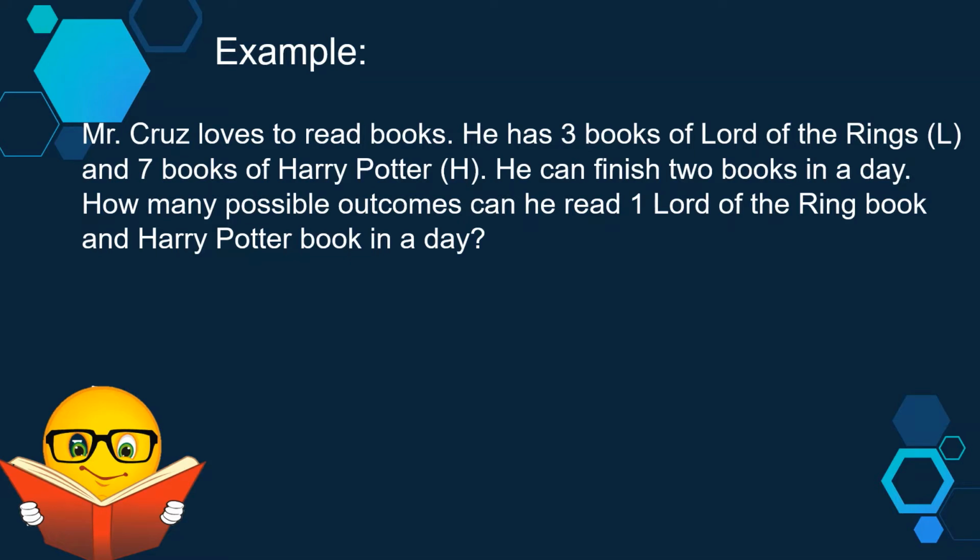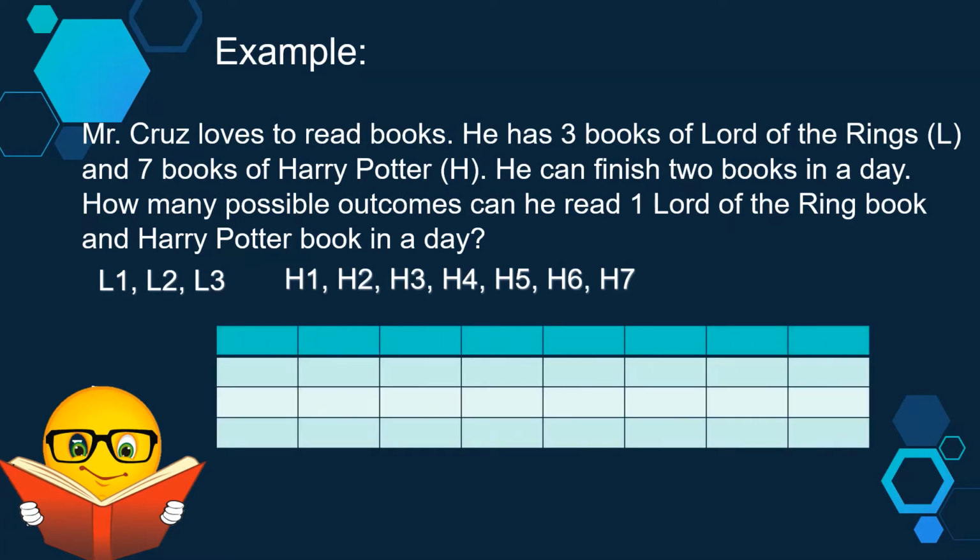Now, we will let L1, L2, L3 represent the 3 books of The Lord of the Rings, and H1, H2, H3, H4, H5, H6, H7 represent the 7 books of Harry Potter. Now, gagawa tayo ng table. Yung L1, L2, and L3 ilalagay natin sa bawat row, and yung H1, H2, H3, H4, H5, H6, and H7 ay ilalagay natin sa bawat column. Now, to fill up the table, gagawin lang natin is just like multiplication.